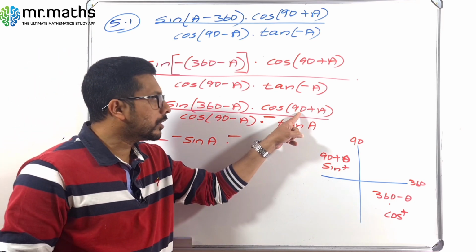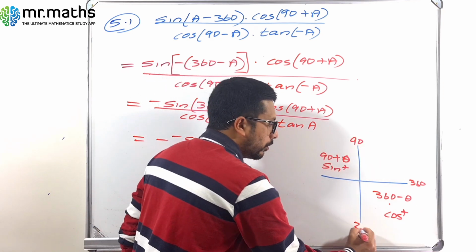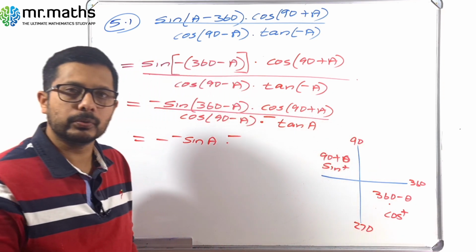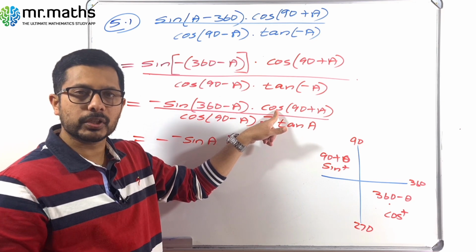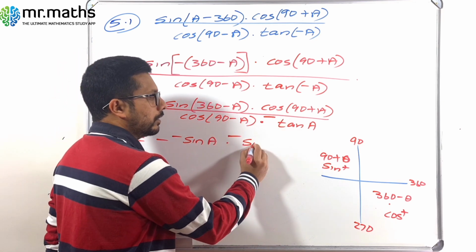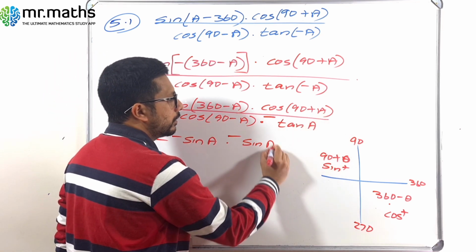So if it is based on 90 or 270, if it is based on the vertical line, what you have to do? You have to write the cofunction of that cos. So what is the cofunction of cos? It is sine. So the cofunction of cos is sine, then that angle, sine a.